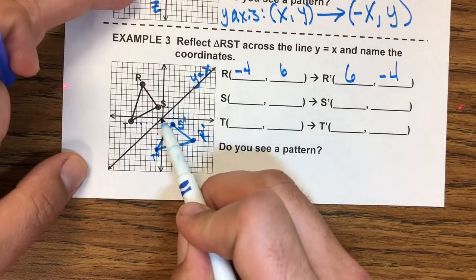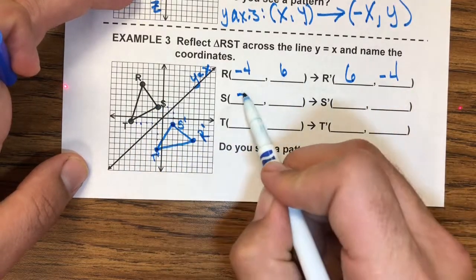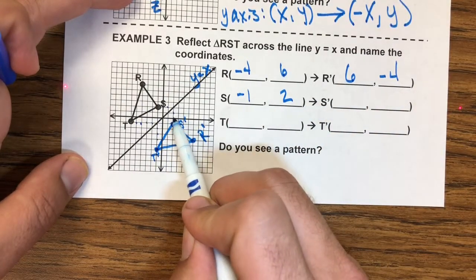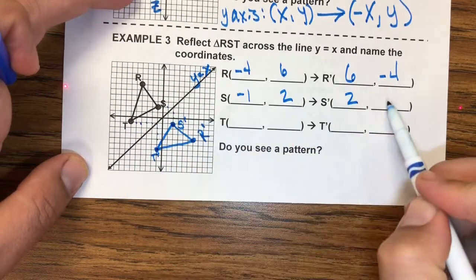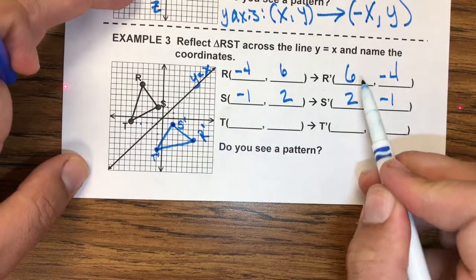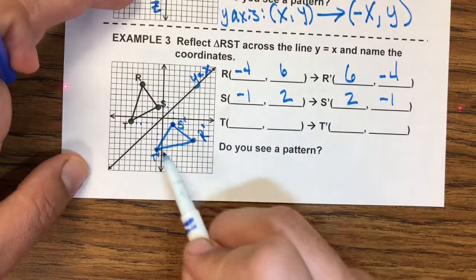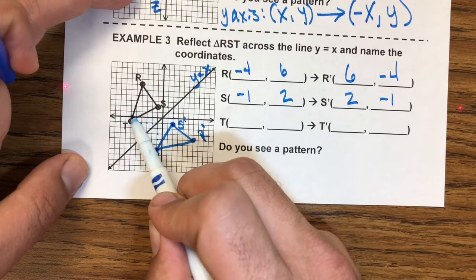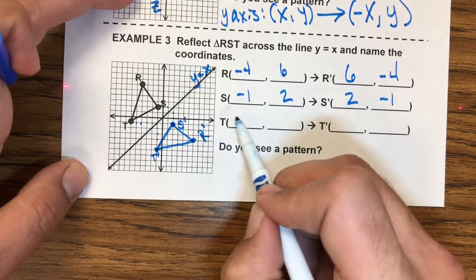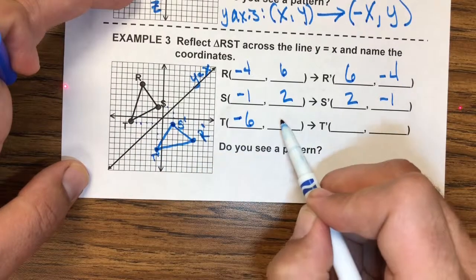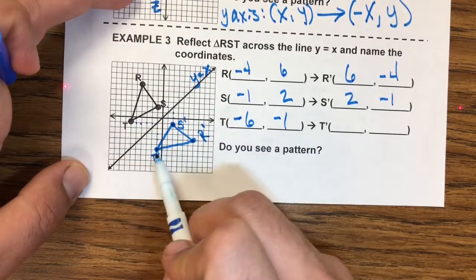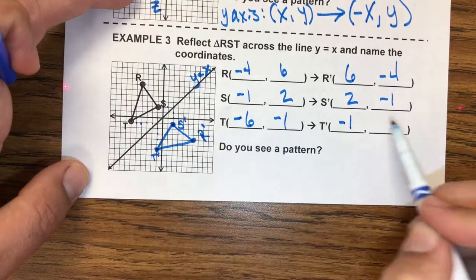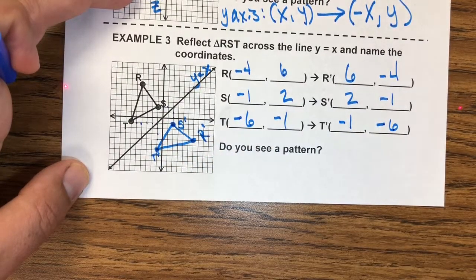So now s, -1, +2. S goes from here, to the right 2, and then down 1. You see a pattern happening. Let's test it one more time with the t. The original t would have been at 1, 2, 3, 4, 5, 6 units to the left. So -6, 1 unit down. And then now t is going to be 1 unit to the left and 6 units down.